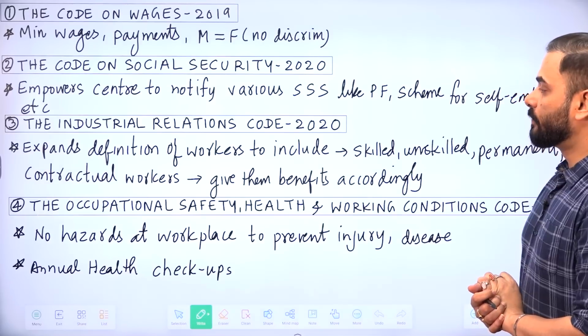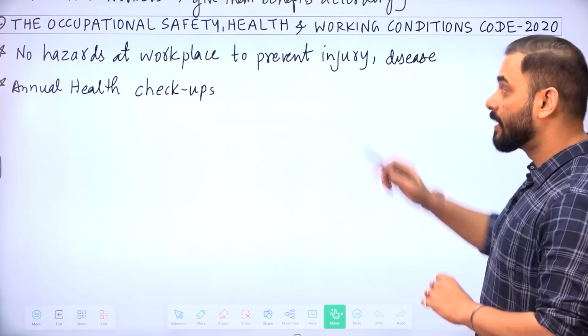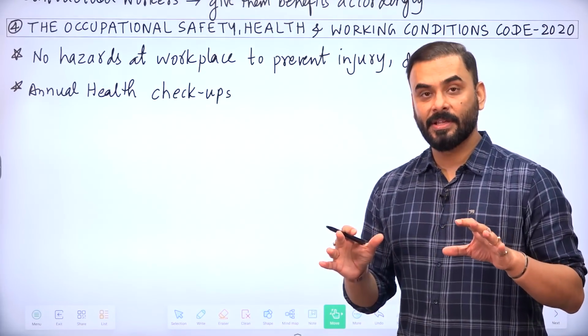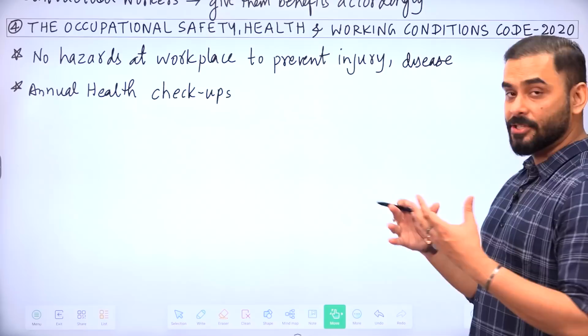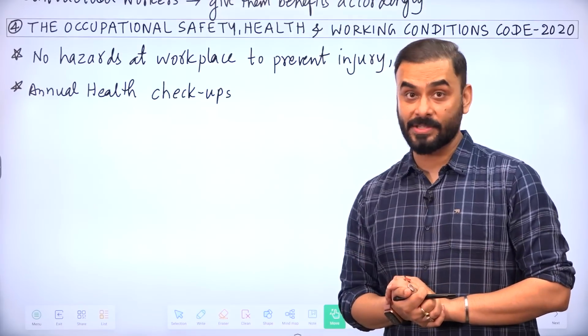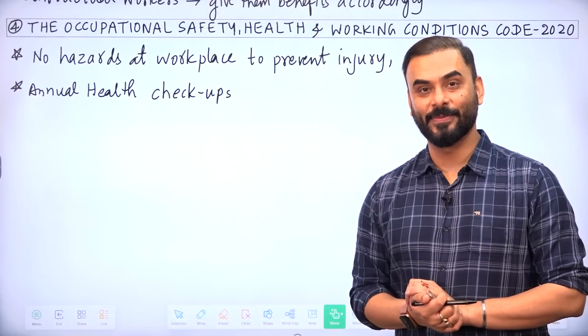Now, the fourth one is occupational safety, health, and working condition code. So it says that in the workplace, the hazards should not be present, which might affect the health of the workers negatively. And it also says that there must be annual health checkup of the workers.